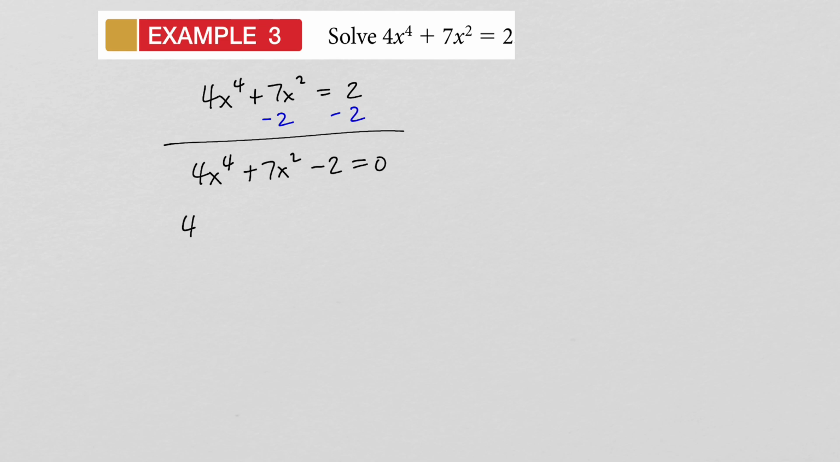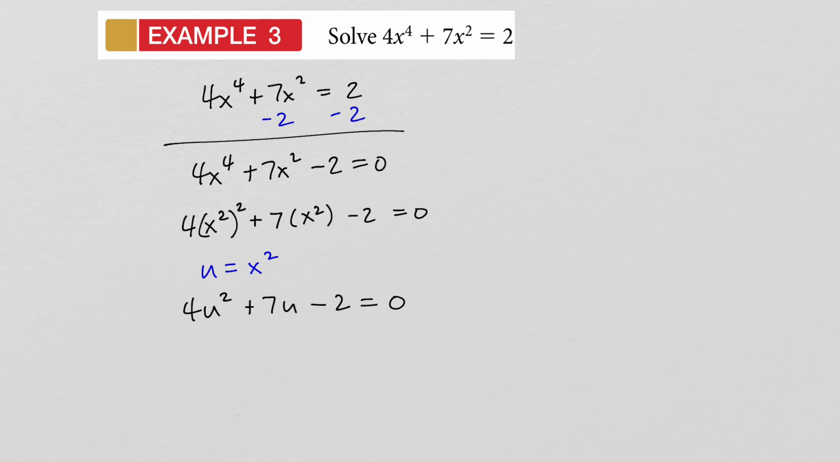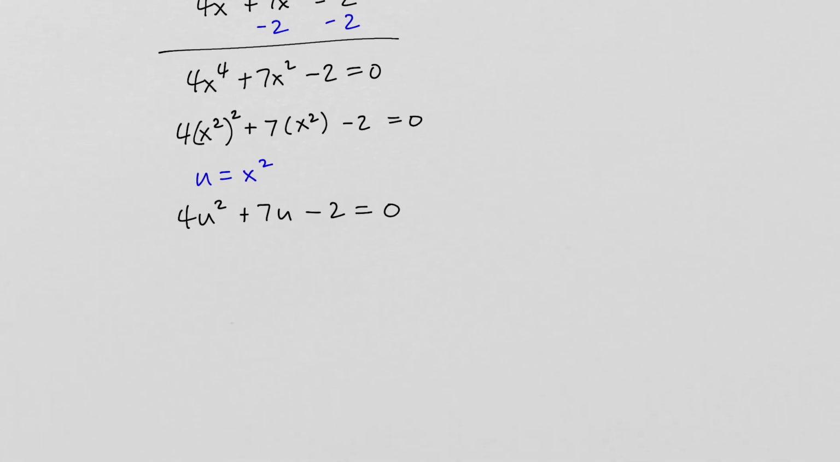Think about it like this. 4x to the 4th is 4 times x squared, quantity squared. And then we have 7 times x squared and then minus 2. And to solve this, I could make a simple substitution by simply letting u be equal to x squared. And this becomes 4u squared plus 7u minus 2 is equal to 0. And from there, you could try factoring. I do believe factoring works. We could use a magic x. I'll leave that to you. I am just going to put down the correct factorization.